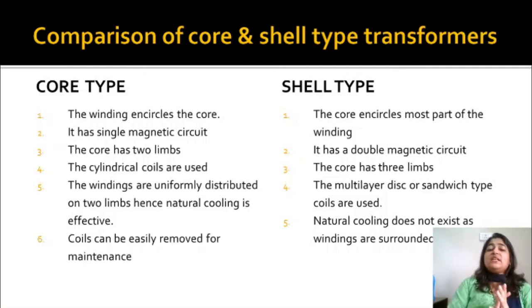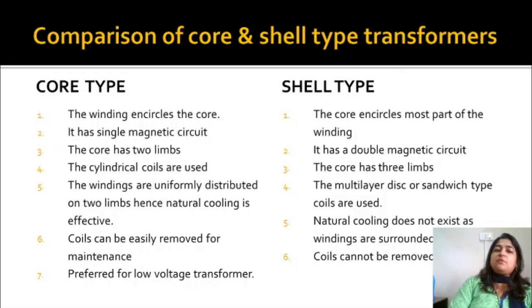In core type of transformer, coils can be easily removed for maintenance. एक साथ पूरा का पूरा बंद निकाला, उसको maintenance दे दिया, connectivity देख ली, सब कुछ check कर लिया, तो वो easy होता है core type के लिए. जबकि shell type के लिए थोड़ा difficult होता है क्योंकि sandwich type है, तो आपको पूरी windings के जो sandwiches है वो निकालने पड़ते हैं to check the proper connection in winding.